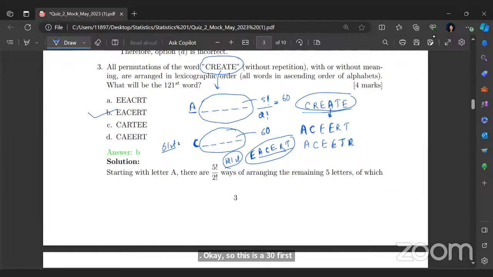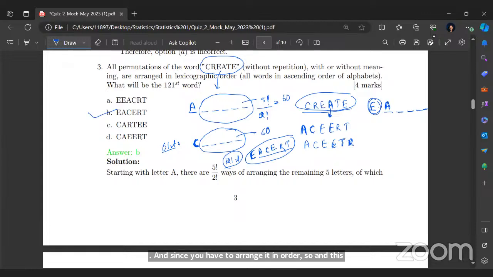Ma'am, why is option A not correct? Because till the 120th word, the words will start with A and C. The 121st word that you're going to start will start from E. So that will always start from E. It is fixed. Now you have 5 more places left, and since you have to arrange them in lexicographic order, and E is already fixed, after E you should always have A coming next.